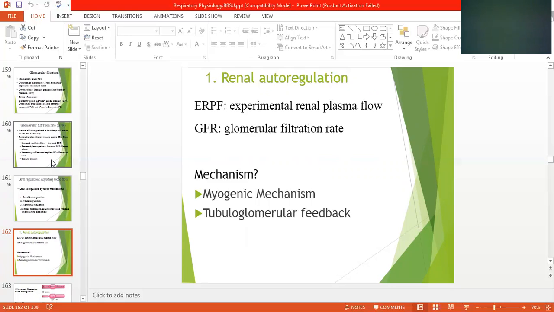Renal autoregulation. What is renal? ERPF, effective renal plasma flow. GFR, filtration rate. Mechanism: myogenic mechanism, myo means muscles, meaning how the muscles of the kidney function. Tubuloglomerular feedback means the renal tubules, ascending and descending, and the glomerulus, a bunch of vessels present in the Bowman capsule. Feedback, how they receive the blood. As much as they receive the blood, as much as they filter.